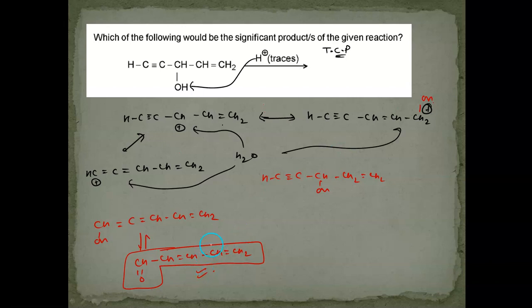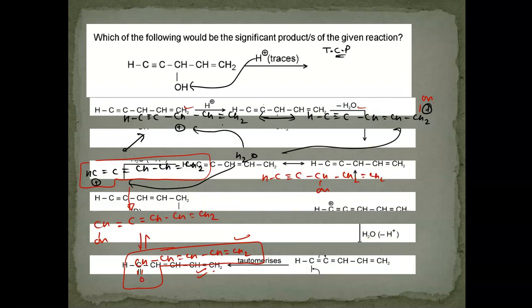Now we can see that this carbocation intermediate is less stable as compared to this one and this one. However, this reaction pathway is followed because it gives the most stable product. Such a product is known as the thermodynamically controlled product. So this is the answer for this particular question.